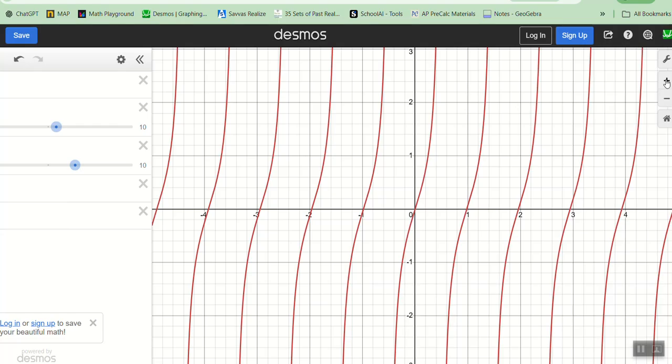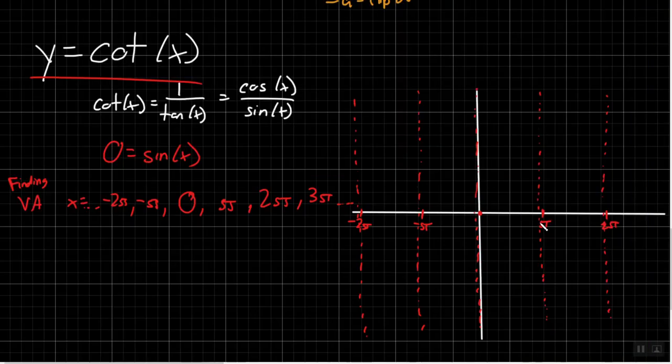Are you talking about tangent? Yeah. Because we're only talking about one cycle of tangent. So we're only talking about one cycle.